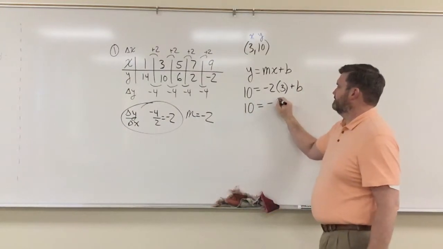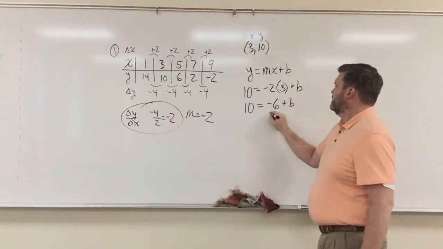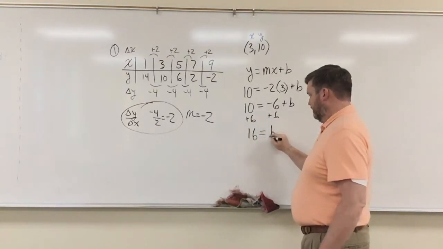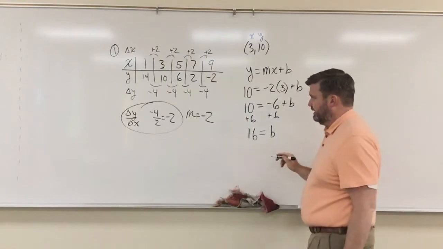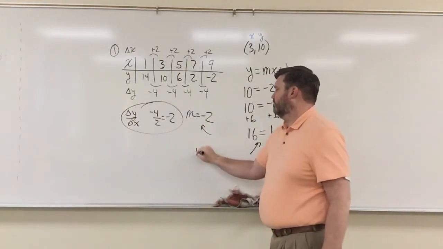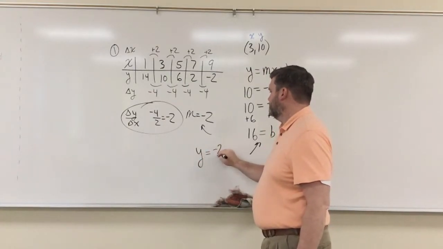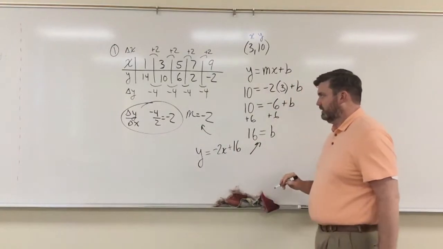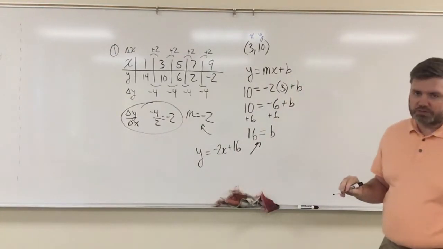-2 times 3 gives us -6. Add 6 to both sides. b is 16. So there's m, there's b. That means our equation is y equals -2x plus 16. That would be your final answer.